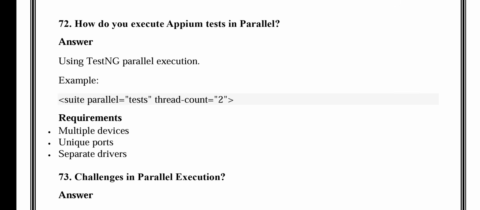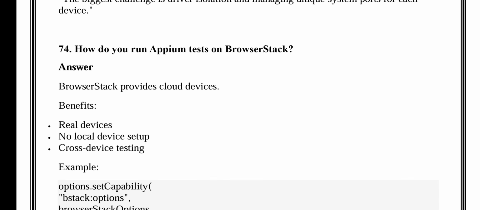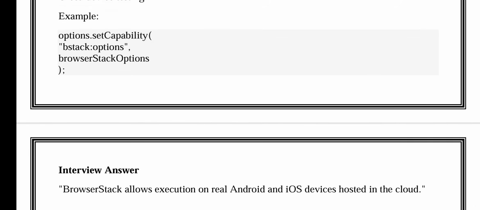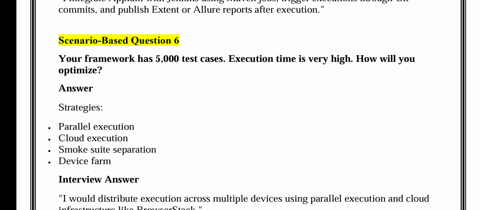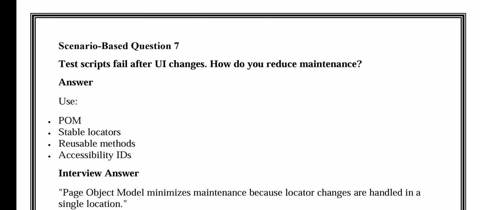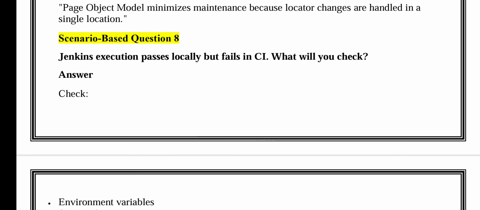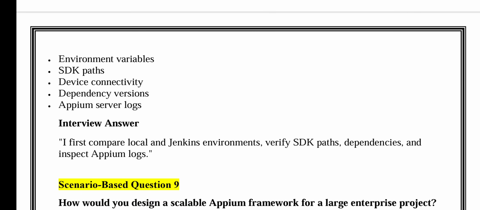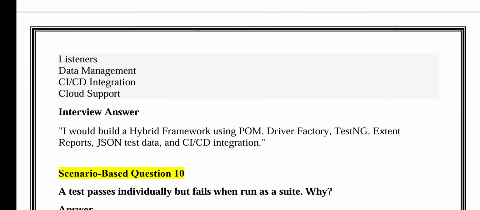How do you execute APPIUM tests in parallel? What are the challenges in parallel execution? How do you run APPIUM tests on BrowserStack? How do you integrate APPIUM with Jenkins? And the next set of interview questions are scenario based and situation based. Your framework has 5000 test cases. Execution time is very high. How will you optimize? Test scripts fail after UI changes. How do you reduce maintenance? Jenkins execution passes locally but fails in CI. What will you check? How would you design a scalable APPIUM framework for a large enterprise project?